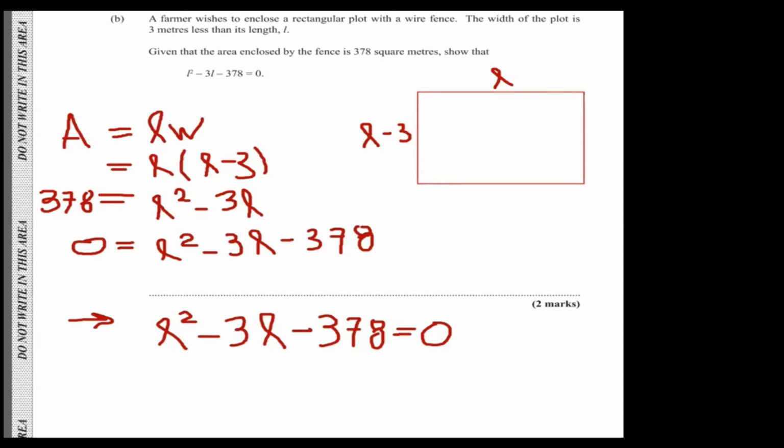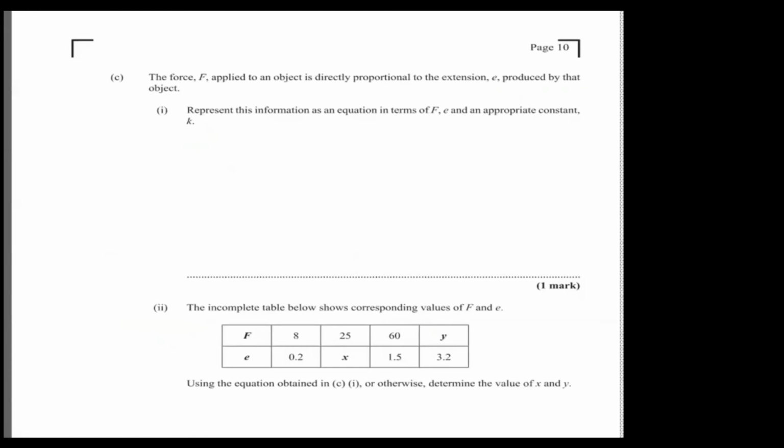So what's the next part of this question now? It says the force applied to an object is directly proportional to an extension E produced by the object. If you do physics, this is known as Hooke's law, that force is directly proportional to extension, where force is equal to a constant times extension. So they're giving some physics in the mathematics. You see how math's nice? Incorporating all the different stuff you learn.